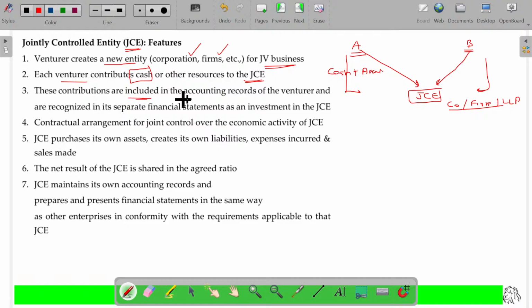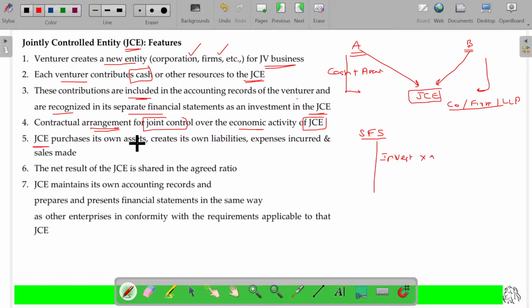These contributions are included in the accounting records of the venturer and recognized in its separate financial statement as an investment in JCE. In the separate financial statement, especially the balance sheet, the amount invested in JCE will be considered as investment. Contractual arrangements for joint control over the economic activity of JCE will also be there. To what extent A is controlling the JCE and to what extent it may be controlled or influenced by B will also be available there.